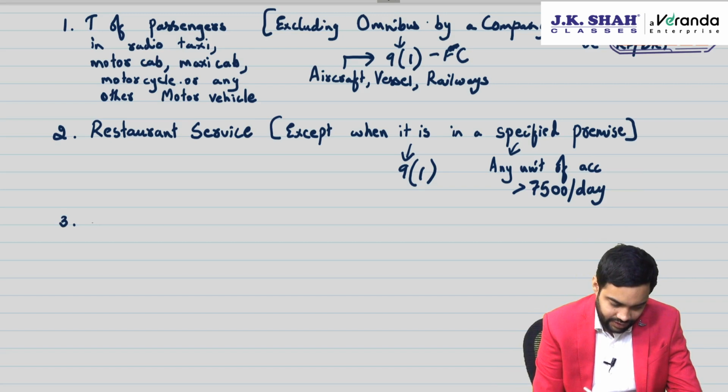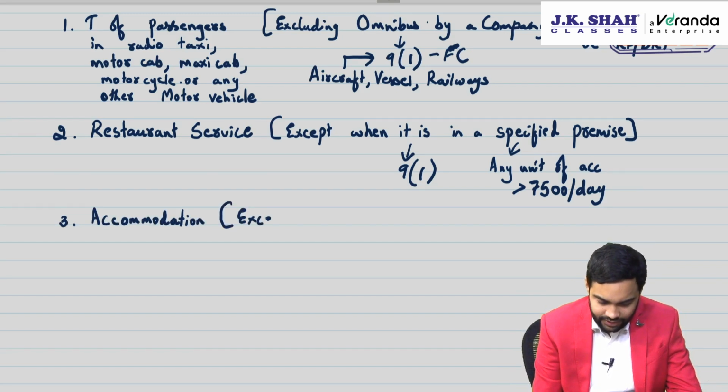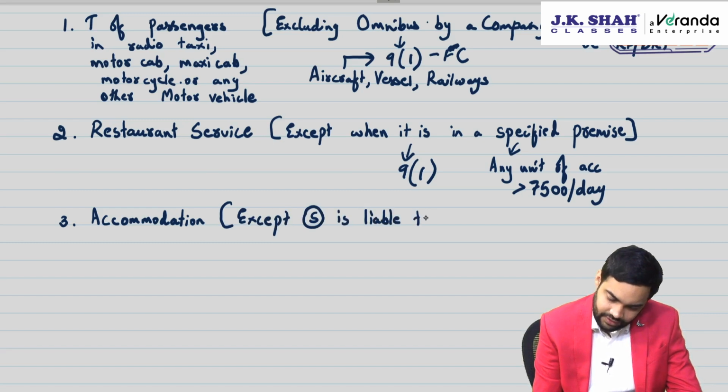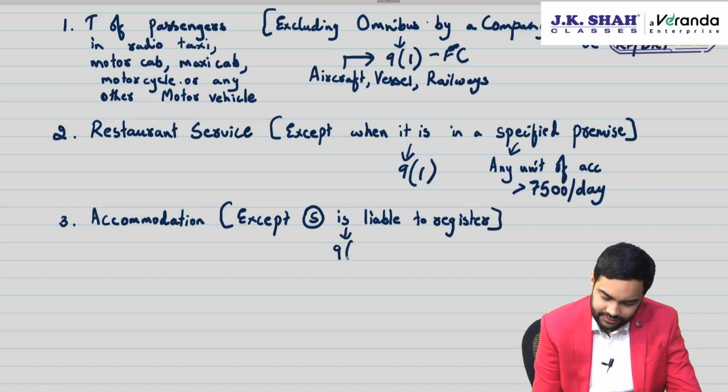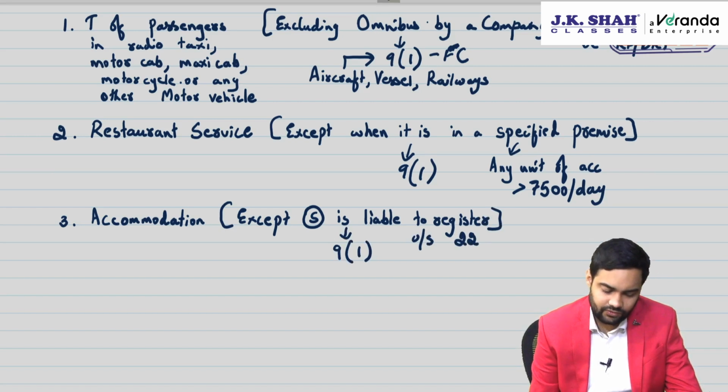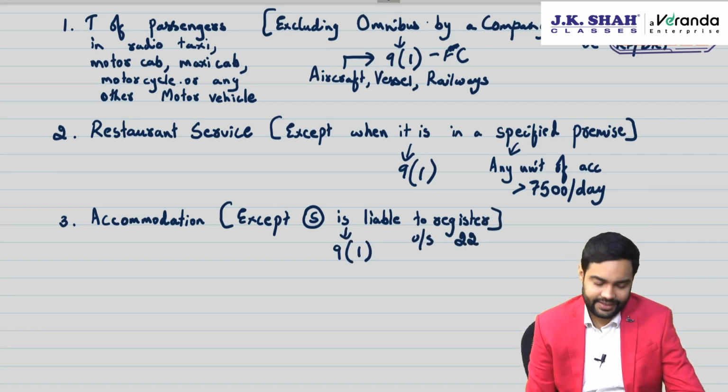Then we have accommodation. Now accommodation, the entry very clearly says that if the supplier is liable to register, the moment the person who is providing the service is liable to register, then it is a case of 9(1), and liable to register under 22(1), and 22 clearly provides for limit 10 lakh, 20 lakh.